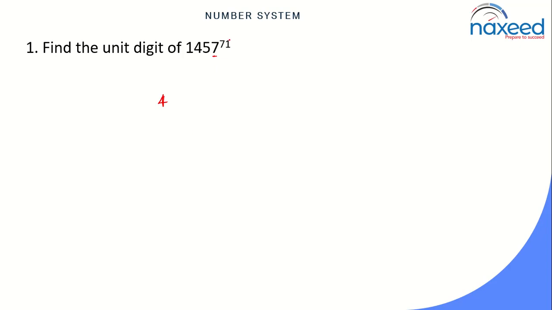Now we have the cyclicity of 7 as 4. Now what we have to do? We have to divide this power by 4. That means whatever question they ask in a competitive examination for unit digit, we have to divide the power by the cyclicity of the last digit. So the last digit was 7 here, and the cyclicity of 7 is 4, so we have to divide this 71 by 4. First step is this one.